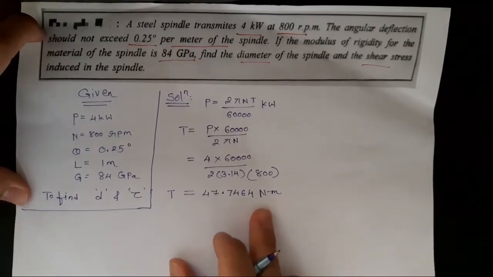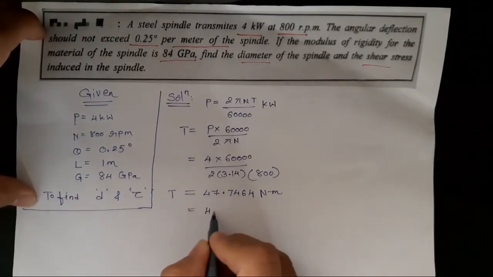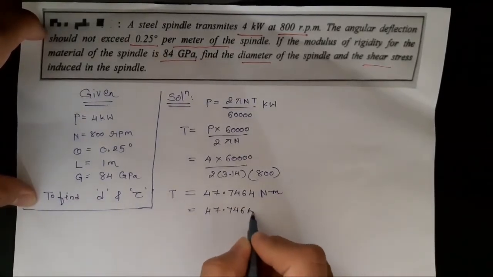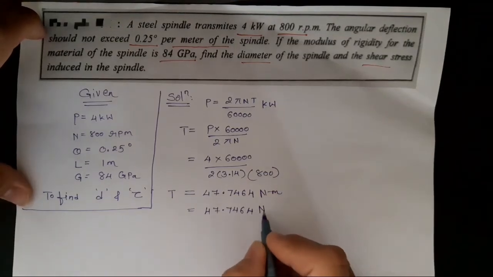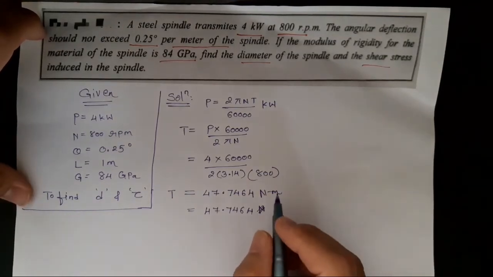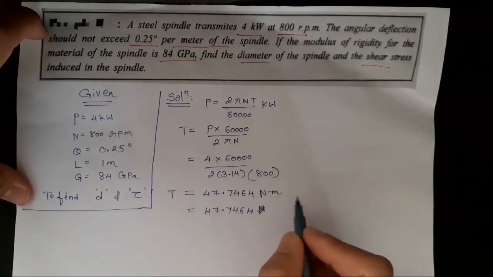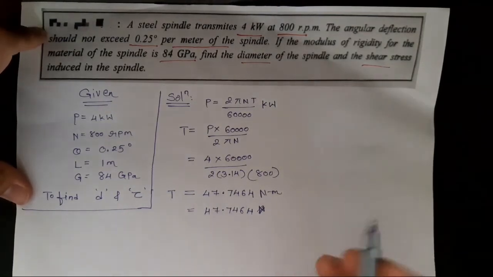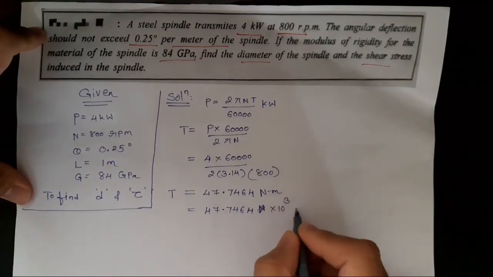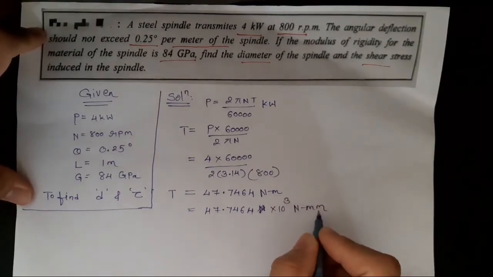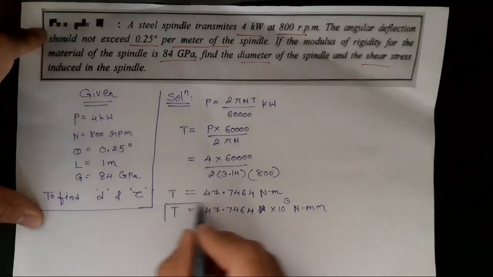We have to convert it into Newton mm. So it is 47.7464 Newton meter, and 1 meter equals 10 raised to 3 mm. The above value is in Newton meter and we have to convert it into Newton mm, so it will be 47.7464 into 10 raised to 3 Newton mm. This is the value of torque.